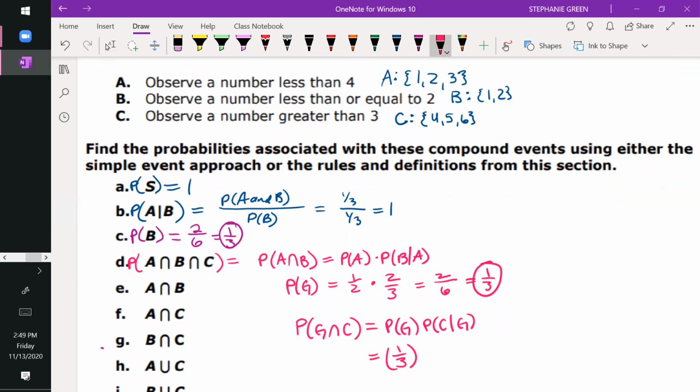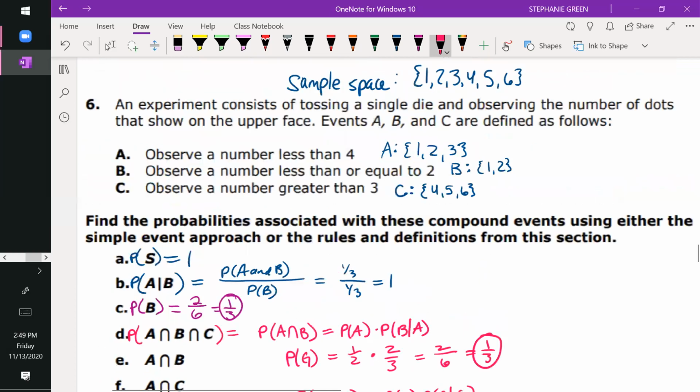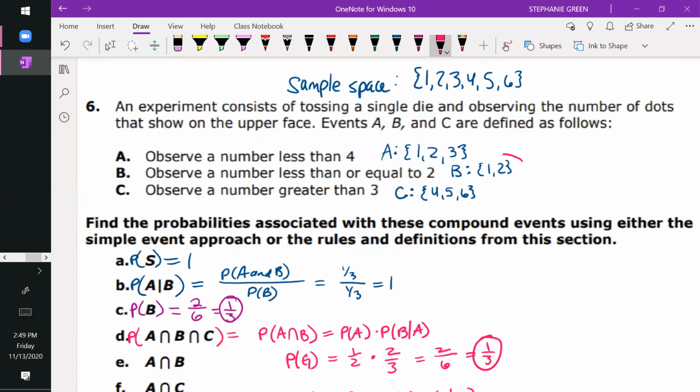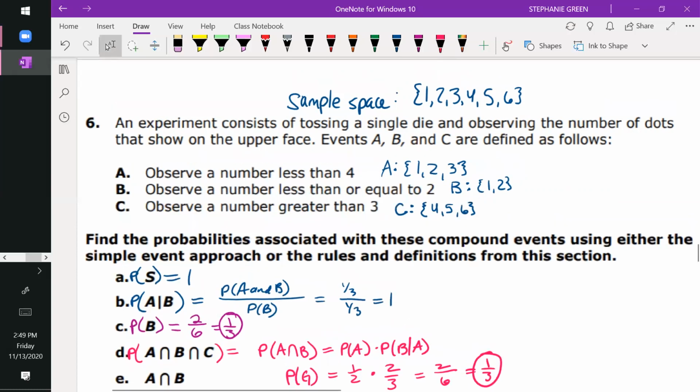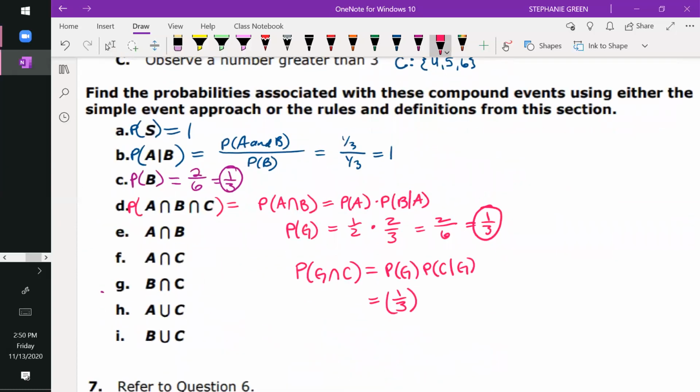So given that we're in the intersection of A and B, which is just 1 and 2, what's the probability that we get an outcome that satisfies C? 0. The only outcomes that satisfy C are 4, 5, and 6. And none of those numbers are in the intersection of A and B. So now, back down, the probability of C given G is 0. And 1/3 times 0 is 0.